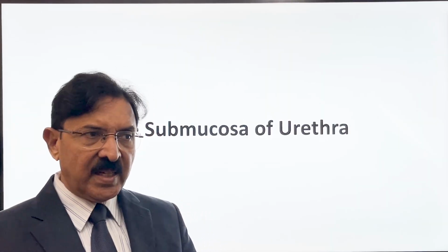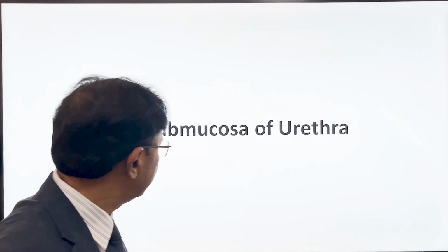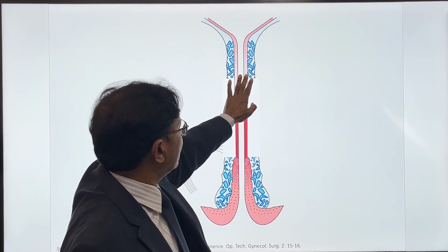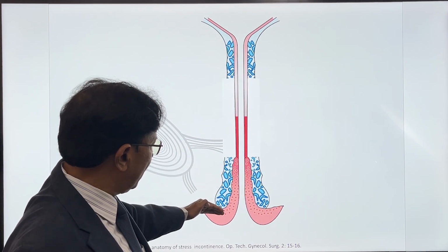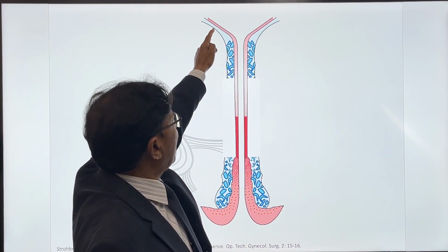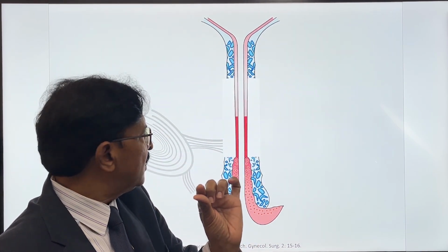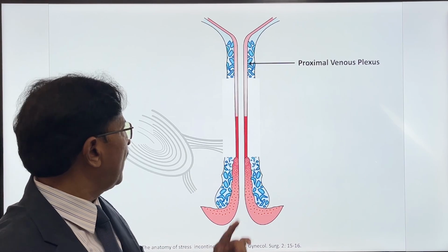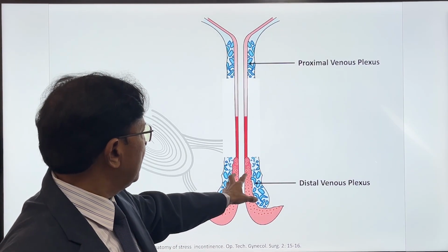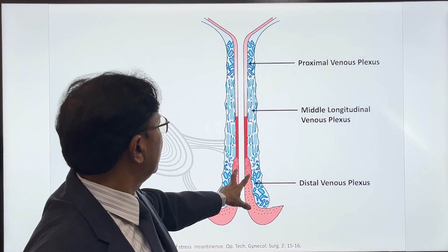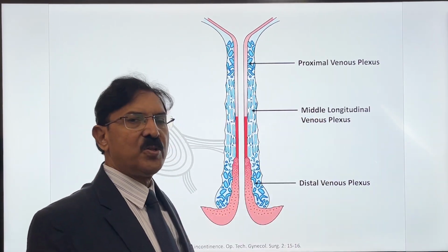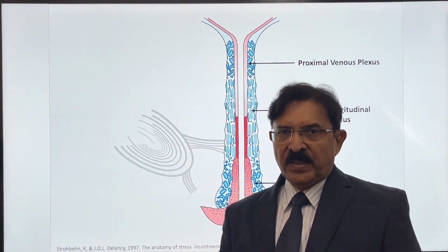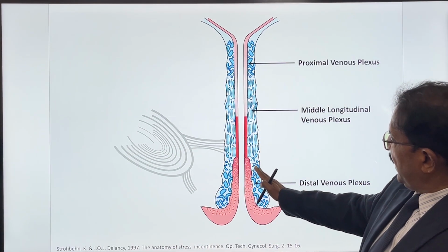Then we move to the next layer outside the mucous layer, and that is the submucosal layer. When you focus on the submucosa outwards, there are two venous plexuses, one towards the external orifice and one towards the bladder neck. These are round vessels, and they are called the proximal venous plexus and distal venous plexus. But the one in the middle urethra is made of longitudinally placed vessels, and this is called the middle longitudinal venous plexus. So please appreciate the difference in the appearance of these blood vessels.